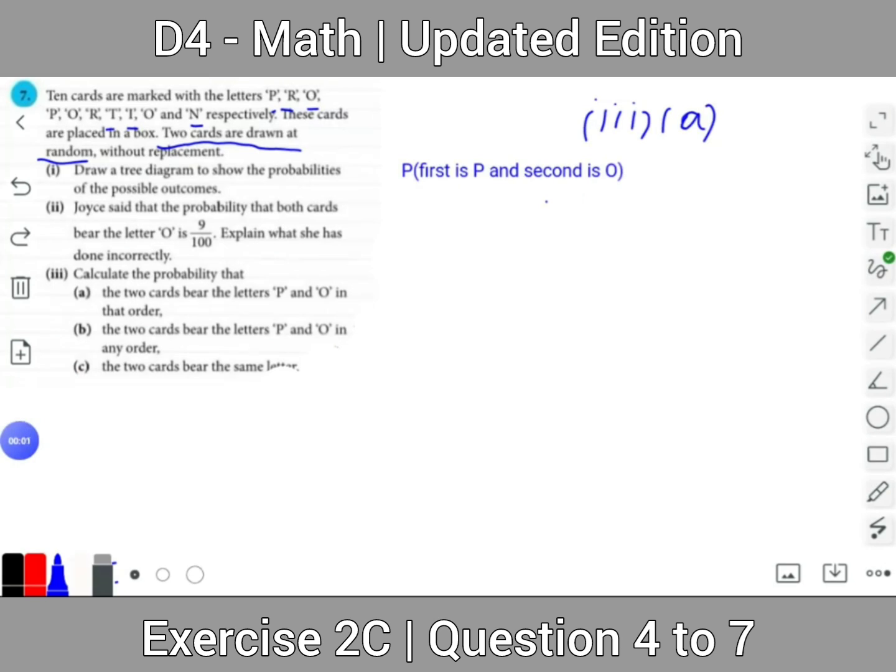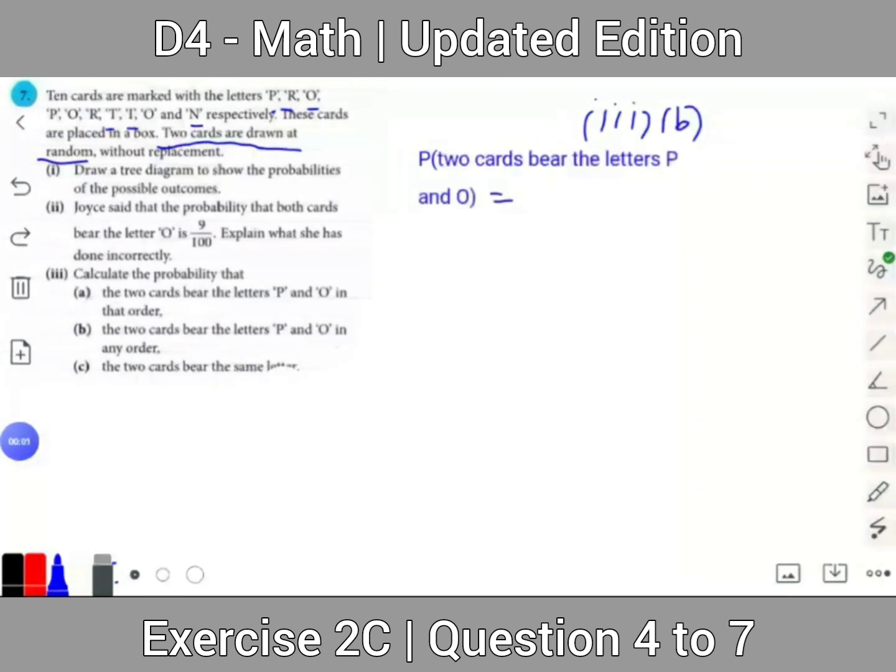Now in part 3 we have to calculate the probability that the two cards bear the letters P and O in that order. So the probability that the first is P and the second is O. For the first being P, the probability is 1 over 5, and for the second being O, we have 1 over 3. Now we have applied the multiplication law of probabilities. So 1 times 1 is 1 and 5 times 3 is 15. So the probability that the first is P and second is O is equal to 1 over 15.